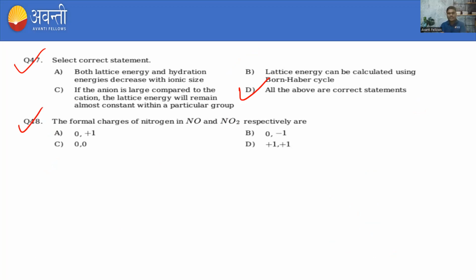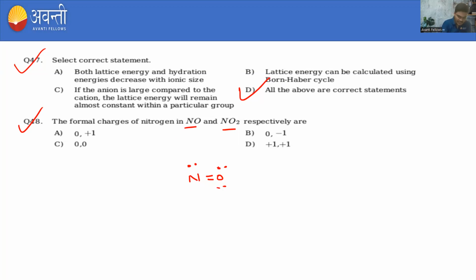Move to question number 48. The formal charge of nitrogen in NO and NO2. So you have to calculate the formal charge in NO and NO2. Let me draw the structure of NO. The structure of NO is N double bond O, and N has 5 electrons, out of which 2 electrons are in bond formation and these 3 electrons are there. Similarly, oxygen has 6, with 2 in the bond and 2 lone pairs. So this is the structure of NO.